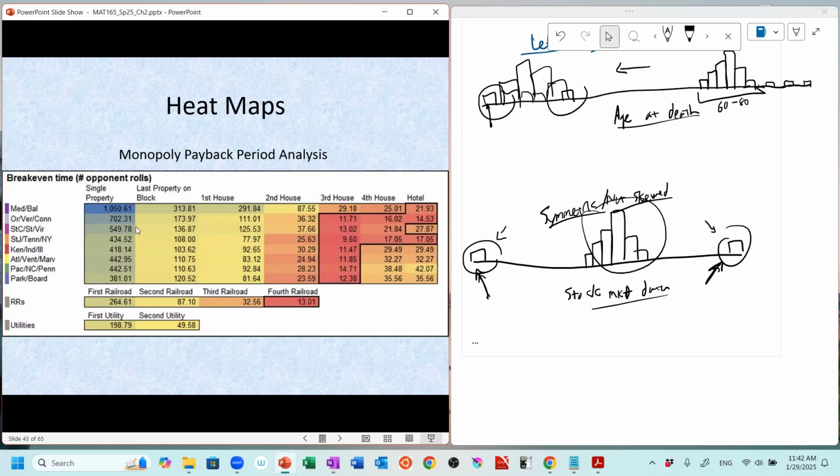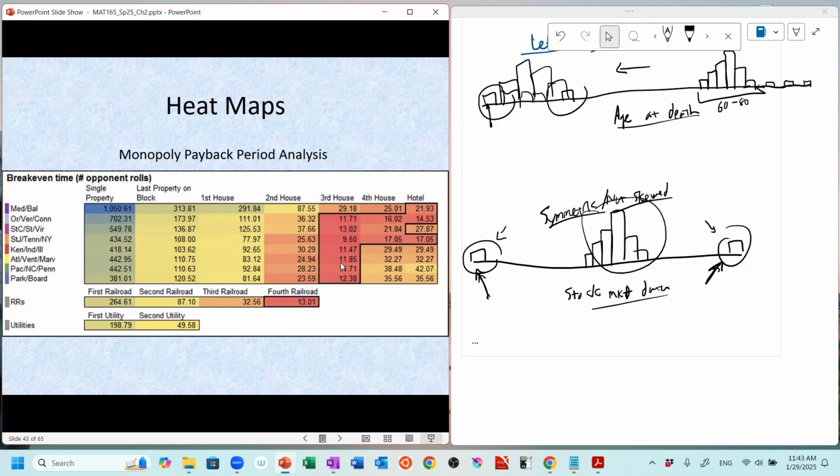So what heat maps do is they take data like this, for instance. This is the number of opponent rolls that it would take you to pay back your investment in a certain property, or putting a house on a property, in Monopoly. So lower numbers are better for me. Fewer opponent rolls for me to make back my initial investment is a better result than taking more opponent rolls. So the lower numbers here are more red and the higher numbers are closer to blue. So we see buying the first property in Mediterranean or Baltic is not a very good investment because it takes 1,000 opponent rolls for me to recoup my investment.